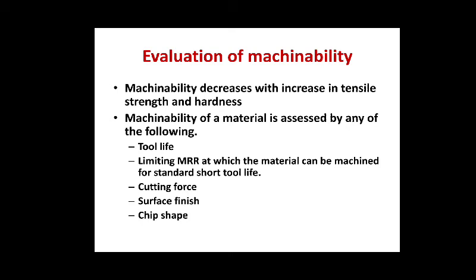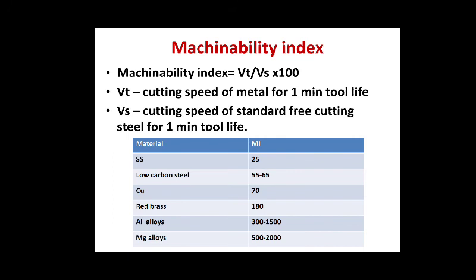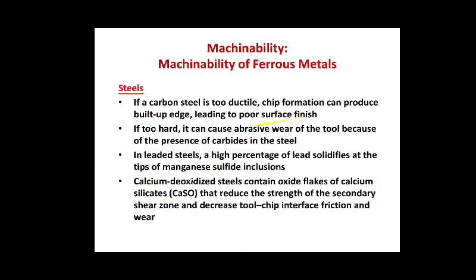Now let us see the machinability index is equal to Vt upon Vs into 100. Vt is nothing but the cutting speed of metal for 1 minute tool life. Vs is the cutting speed of standard free cutting steel for 1 minute tool life. So here we can see the machinability index. Now let us see the machinability of ferrous metals.